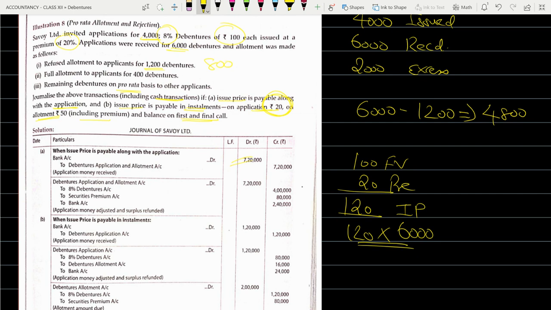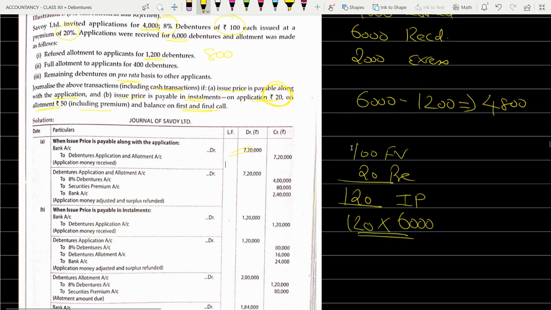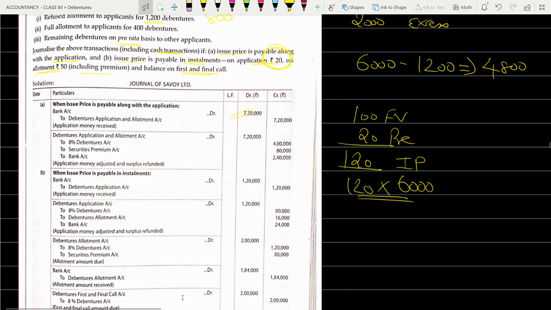But since this is a lump sum method, you know very well that there is no chance of adjustments, or there is no possibility to take that excess application money or to allot to the applicants on a pro rata basis and all. So what you are going to do, you are going to reject the full amount, that is refund the entire amount, and accommodate only those 4000 debentures. So now I'm just going to calculate on those 4000 debentures.